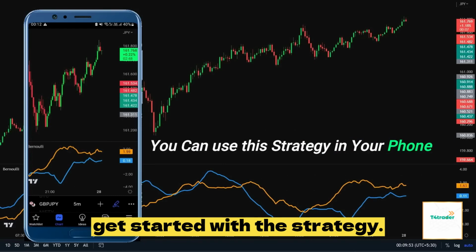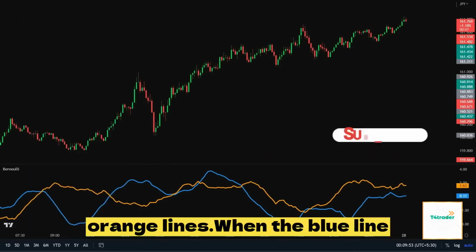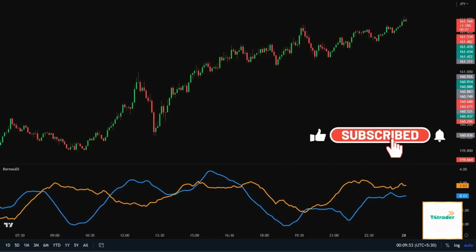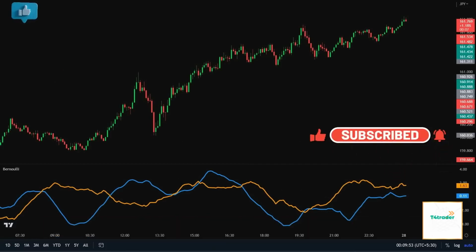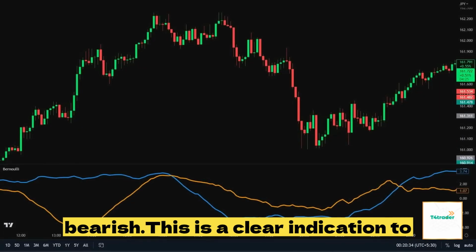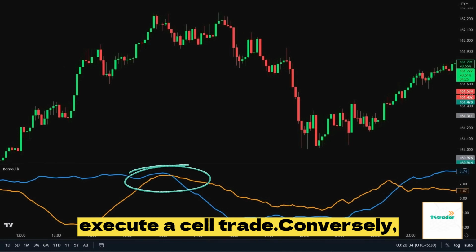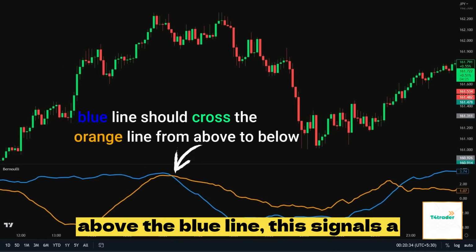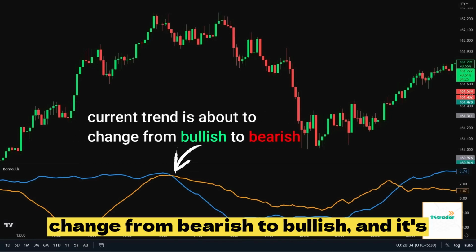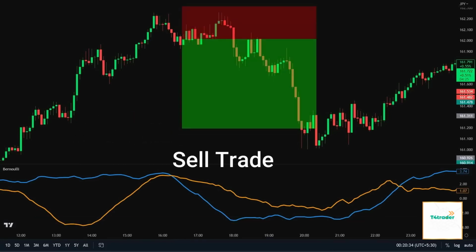Let's get started with the strategy. Firstly, we'll focus on the blue and orange lines. When the blue line crosses the orange line from above to below, it's a signal that the current trend is about to change from bullish to bearish. This is a clear indication to execute a sell trade. Conversely, if the orange line crosses from below to above the blue line, this signals a change from bearish to bullish and it's a good opportunity to execute a buy trade.